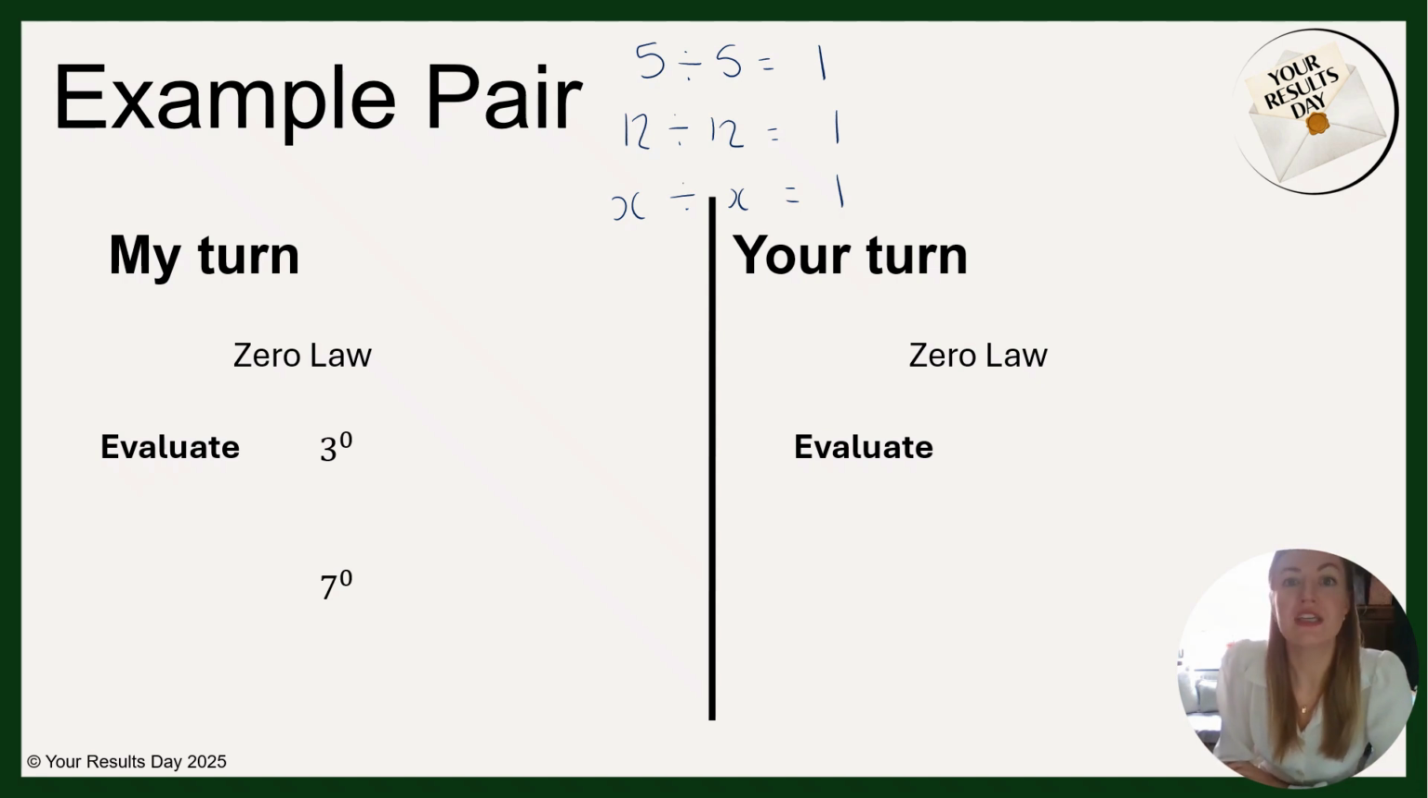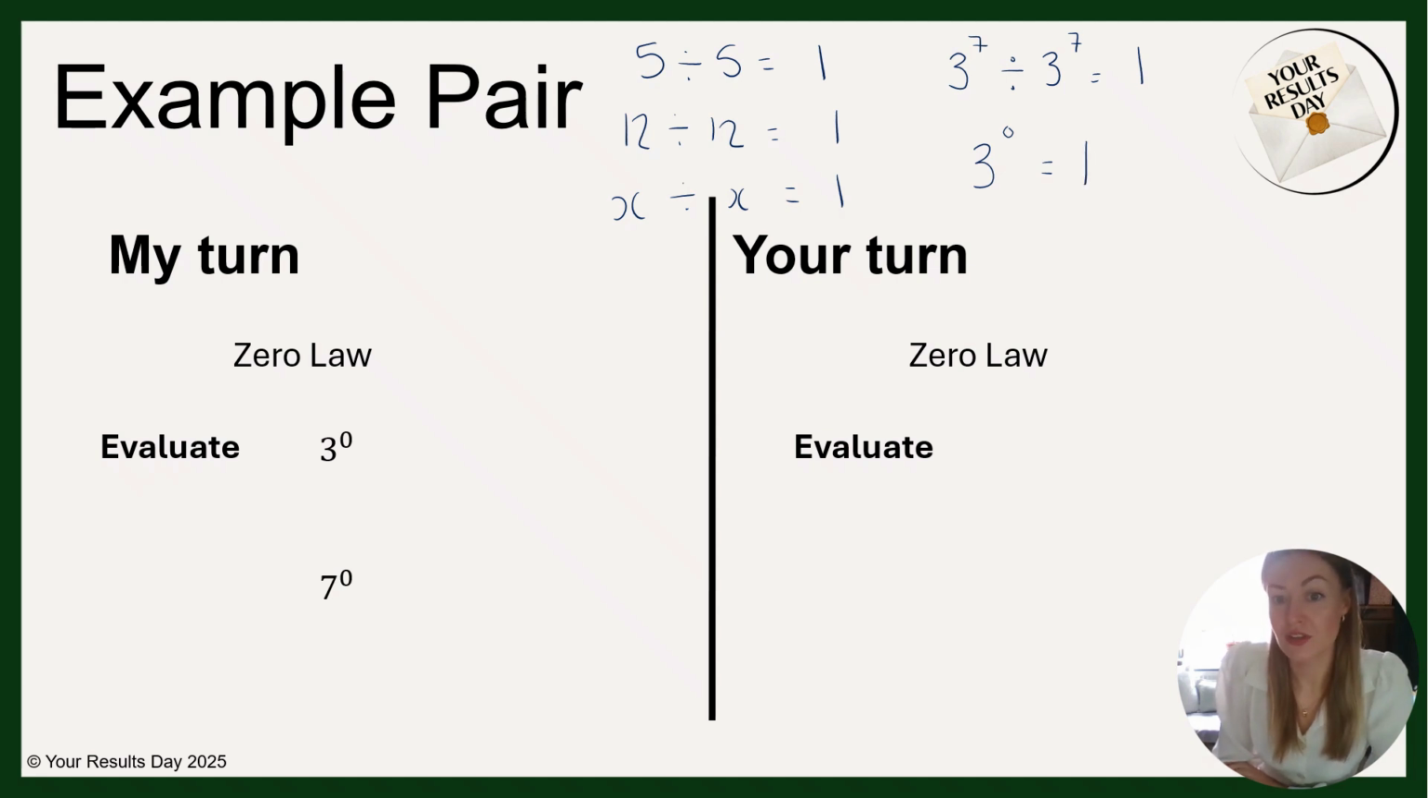So if I create a calculation with indices, let's say I do 3 to the power of 7 divided by 3 to the power of 7. Well, I know anything divided by itself is 1. So I know the answer to this calculation is 1. What's that got to do with the zero law? Well, if we remember that when we divide, we subtract the powers, 7 take away 7 will get us the power of 0. But we already know that anything divided by itself is 1.